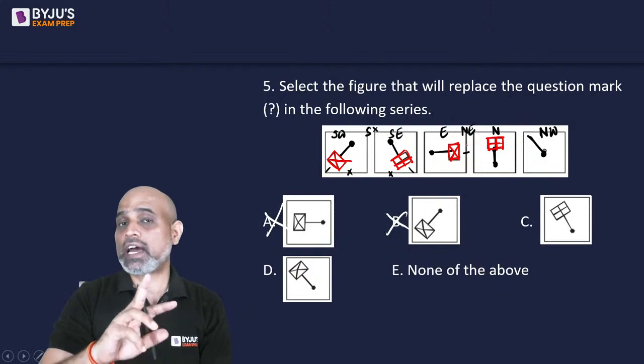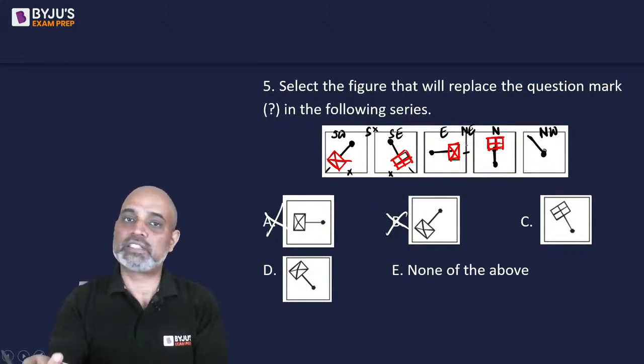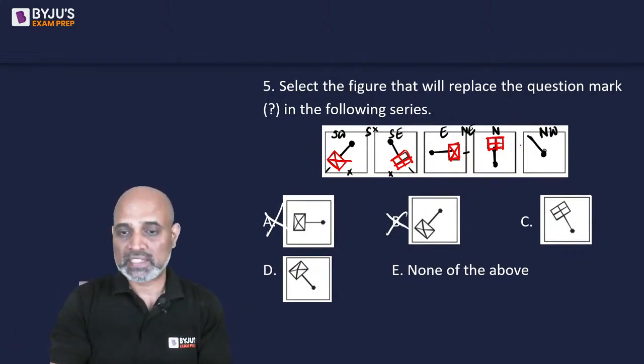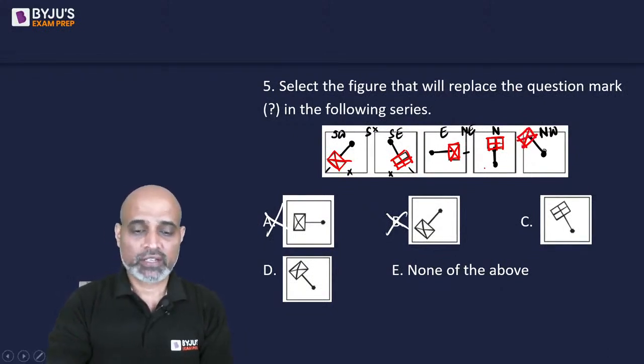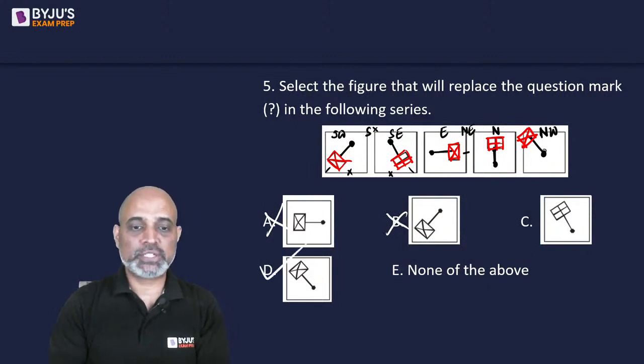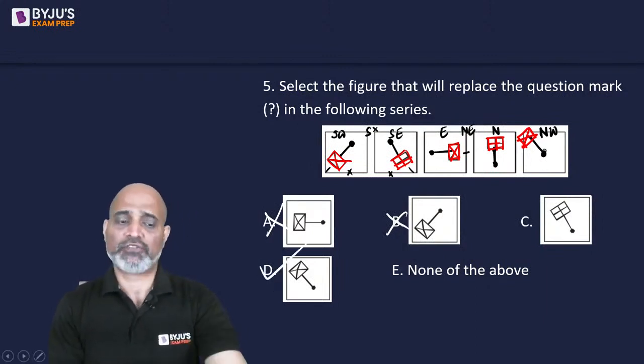So you're having alternate cross and a plus, cross and a plus. Going by that logic, अगले वाले में फिर से cross आ जाना चाहिए. The only option now that makes sense between C and D is D. Anyways, none of the above तो नहीं होना चाहिए.